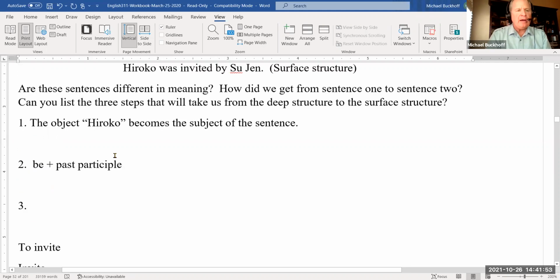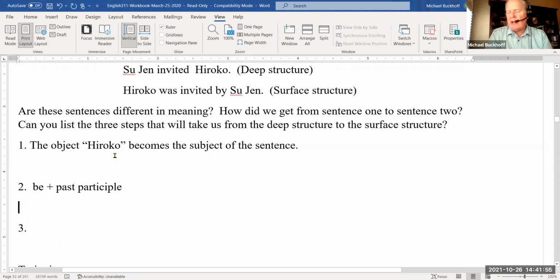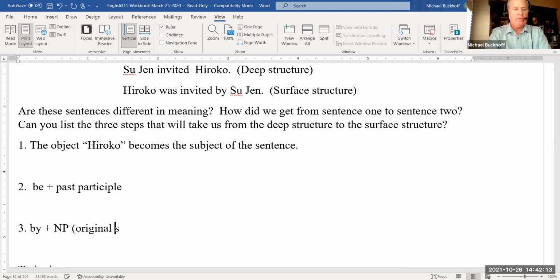So that second step: the only way to create passive voice is to have a form of the be verb plus the past participle. And then finally, we have by plus a noun phrase, or really what was the original subject. We can put there. So you have Hiroko was invited by Sujin.